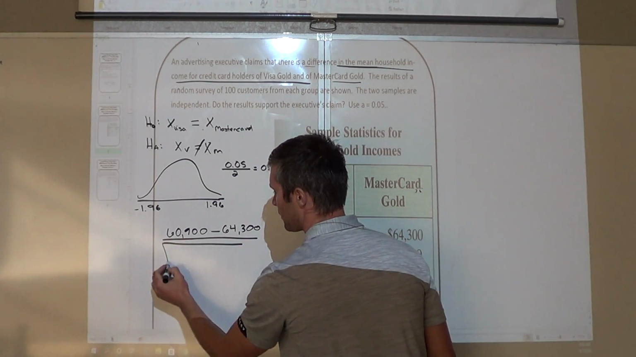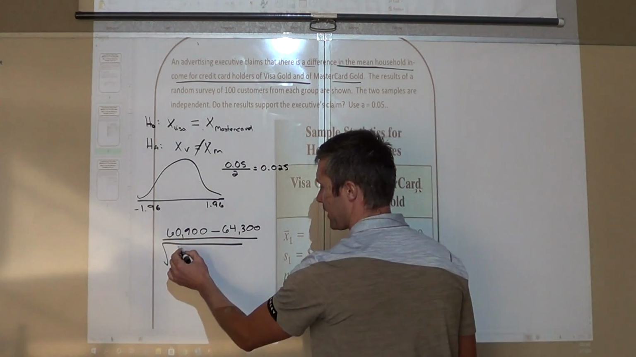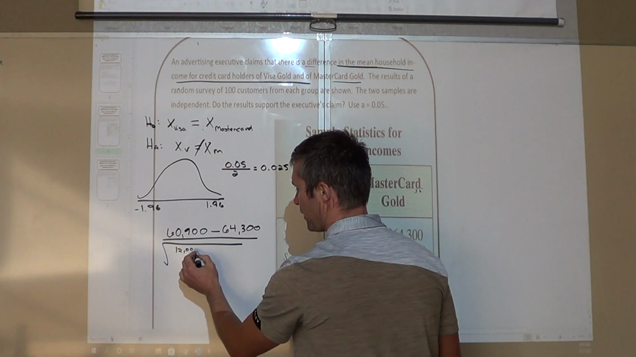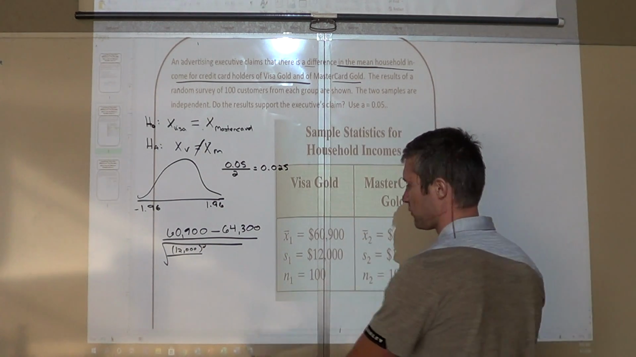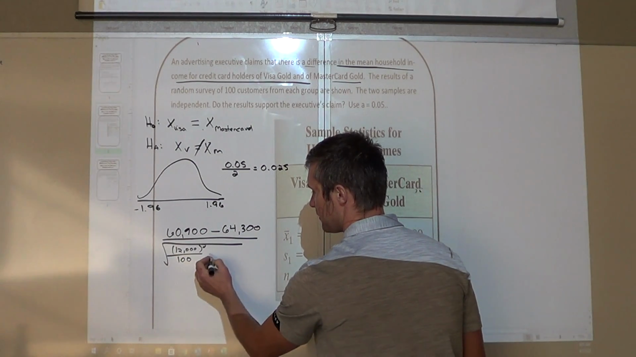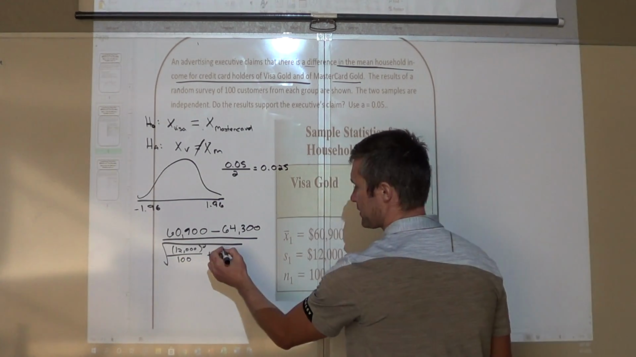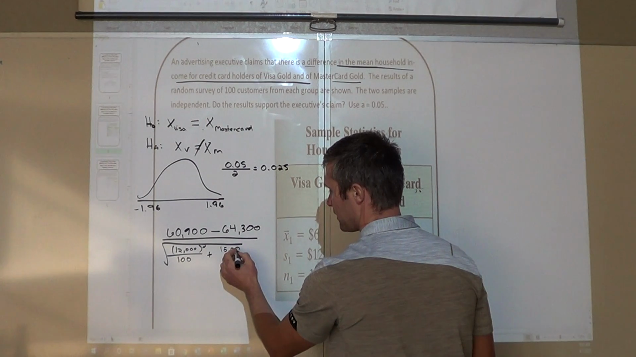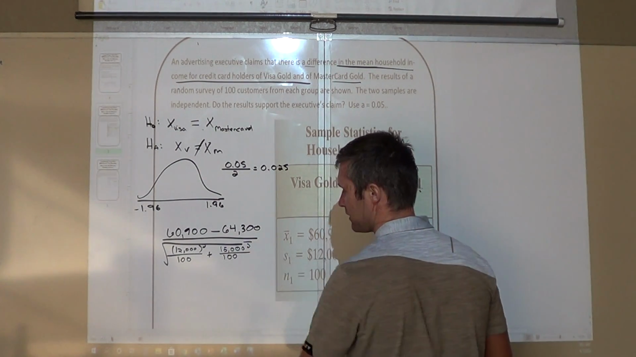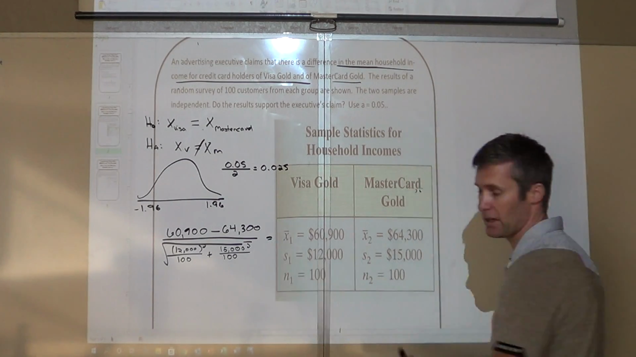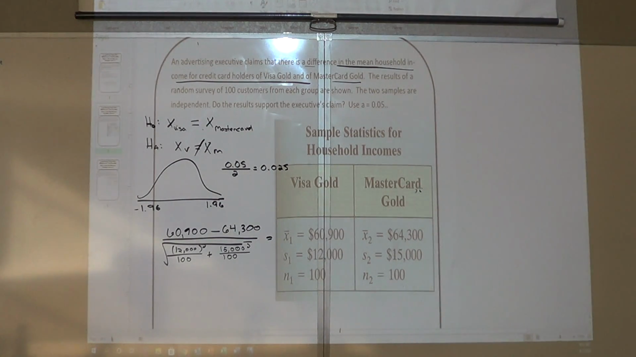So 60,900 minus 64,300, divided by the square root of our standard deviation, 12,000, and we are going to square that value, divided by our sample size of 100, plus standard deviation of 15,000 squared, divided by a population of 100. So when you do that, that is equal to 1.77.